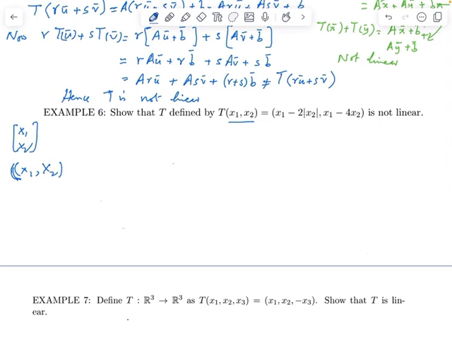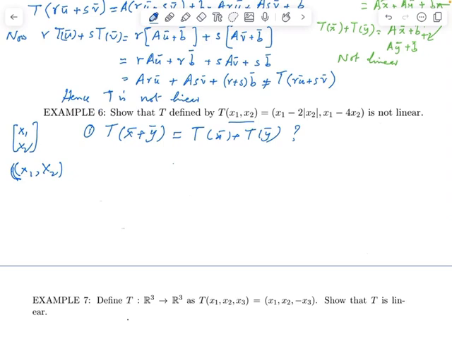So we want to check the first property of linearity, which says T of x plus y. If you have two vectors x and y, you add them and take the transform, then the result should be the sum of the transforms of the two vectors. So it should be T of x plus T of y. We want to check if this transform satisfies this property.